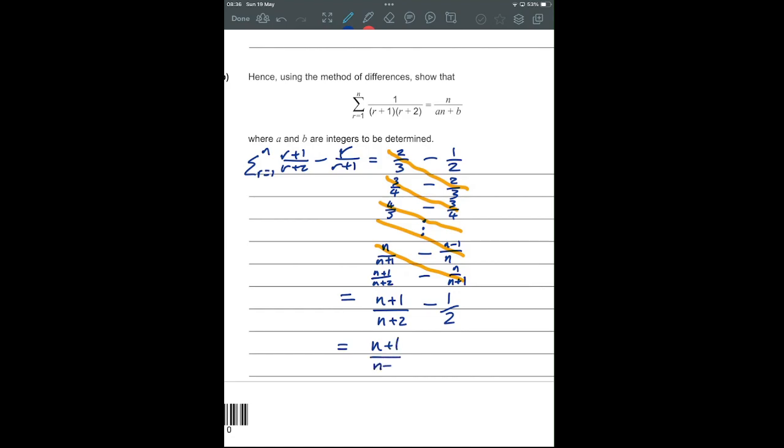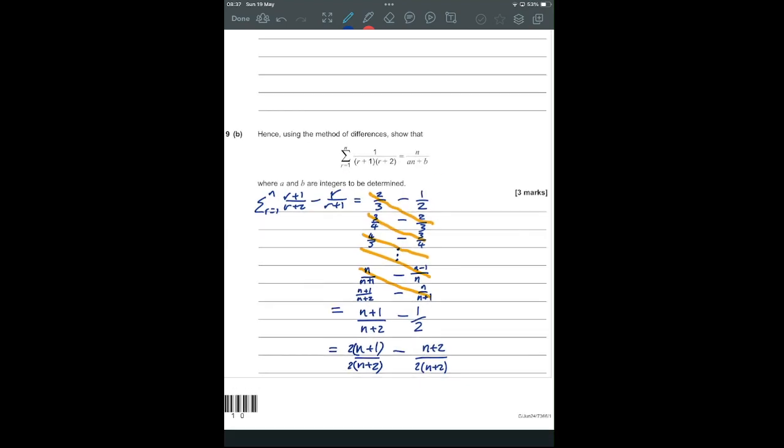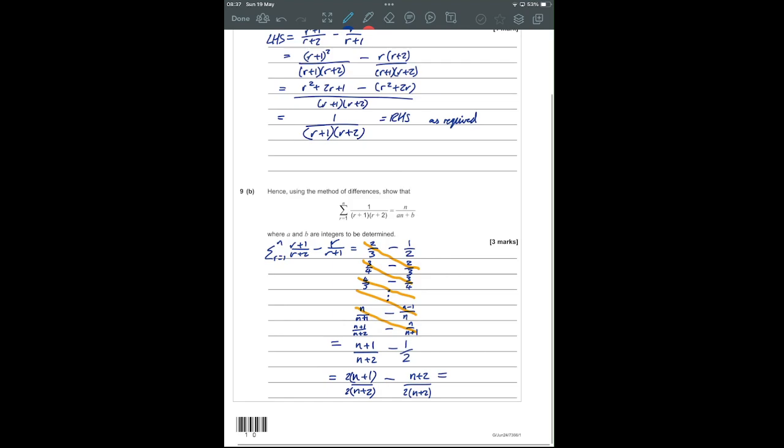I'm expecting the next page to actually have working space, but I'm not going to use it. Times top and bottom of that by n plus 2. I need times top and bottom of this one by 2. So I've got 2n plus 2 on the numerators. So that becomes 2n minus n. That's 2 minus 2 on the numerator, so that's fine. On the denominator, looking back at the question, it did want to expand it. N over 2n plus 4.